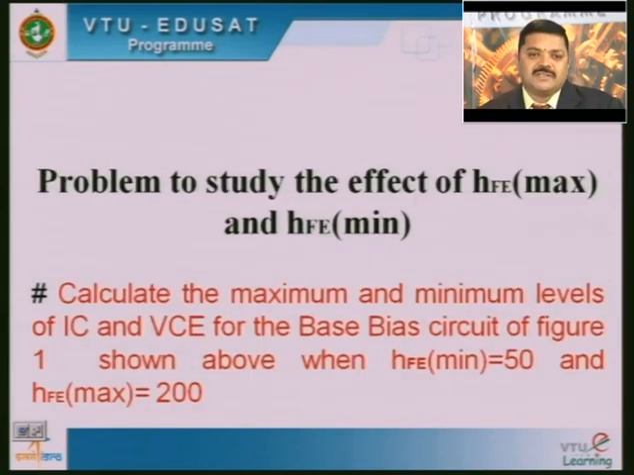So, what is the problem if we change beta from the minimum value to the maximum value? For discussing this, let us consider a problem to study the effect of HFE max and HFE min.